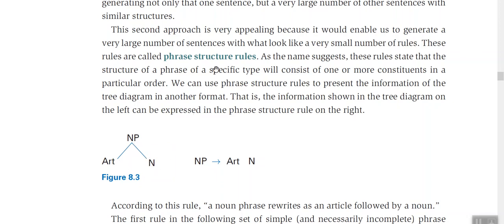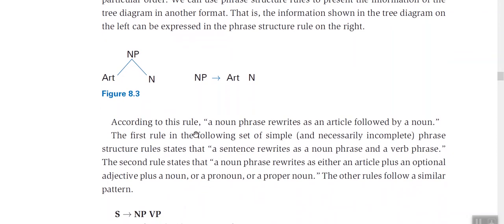So when we say phrase structure rules, how many phrases do we have? We are going to talk about this. For example, here, noun phrase, article, noun. The same here. So according to this rule, a noun phrase rewrites as an article followed by a noun.